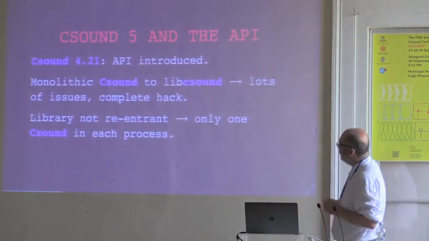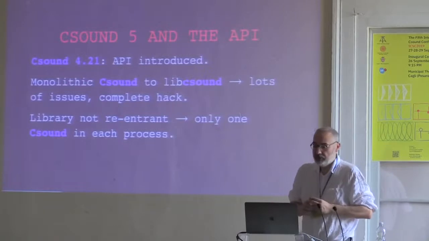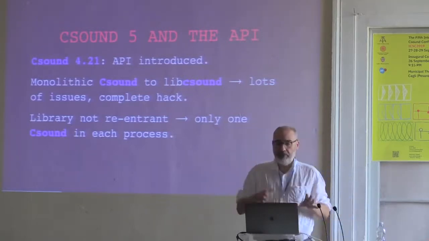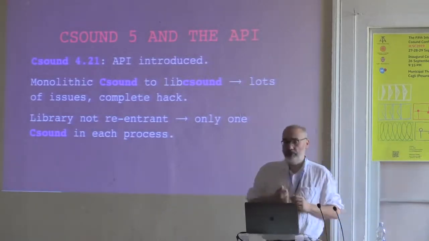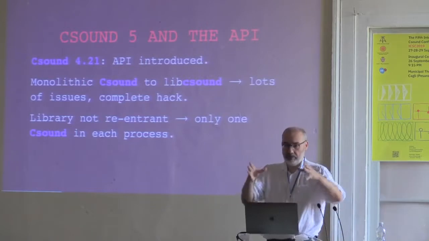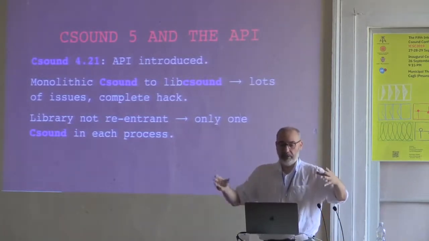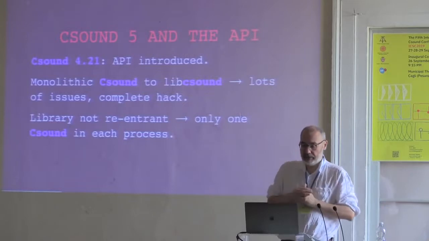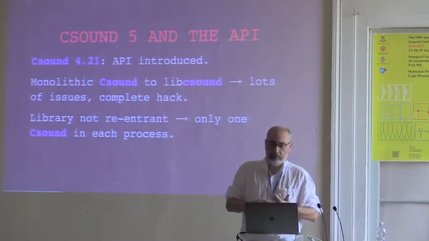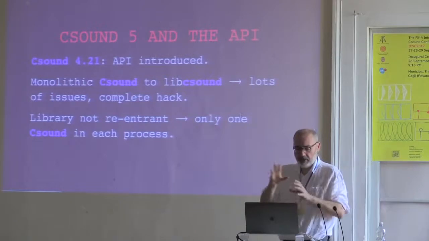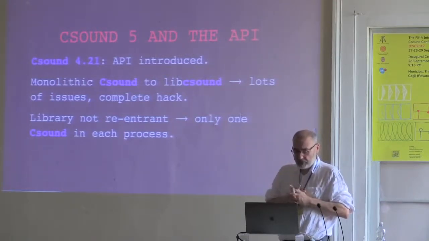So then we come to the first decade of this century, and we have the impending Csound 5. What happened was we had reached the latest versions of Csound 4, 4.21 I think, where an incipient API was introduced to the system. That was a complete hack, where the monolithic Csound was made into a libcsound and a C API was bolted on top of that. A lot of that work was due to Michael Gogins, Matt Ingalls and István Varga, trying to get a working API.